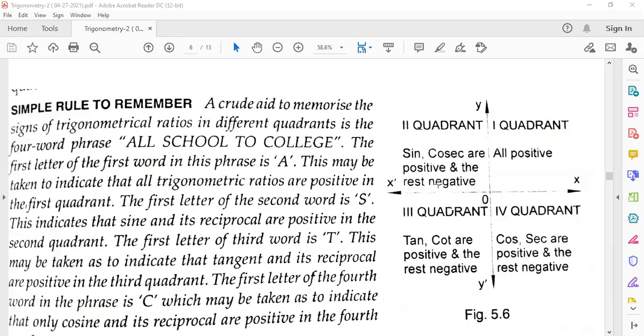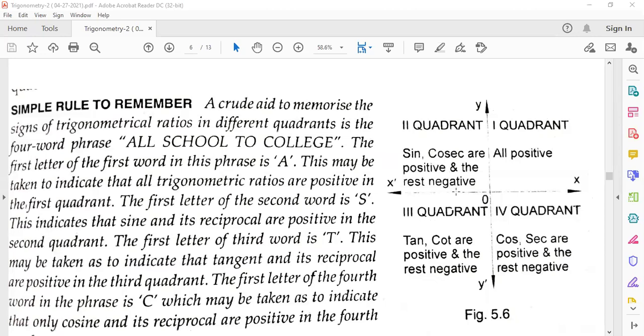Now here the first quadrant, second quadrant, third quadrant, fourth quadrant. In the first quadrant, all the trigonometric ratios are positive. It is 0 to 90 degrees. When 90 degrees to 180 degrees, that is called the second quadrant. Here sine and cosec are positive. All other trigonometric ratios are negative. In the second quadrant, just remember sine, and then the reverse of sine, cosec. Sine and cosec are positive and all other trigonometric ratios are negative.